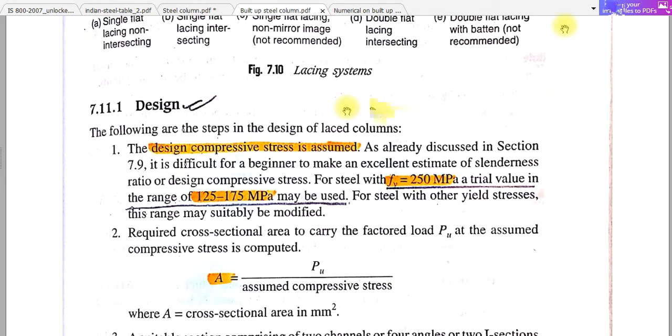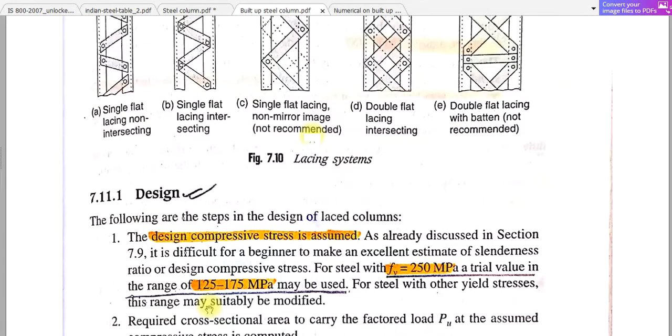Now before going to the discussion of these steps, what will be your problem to solve in this question?